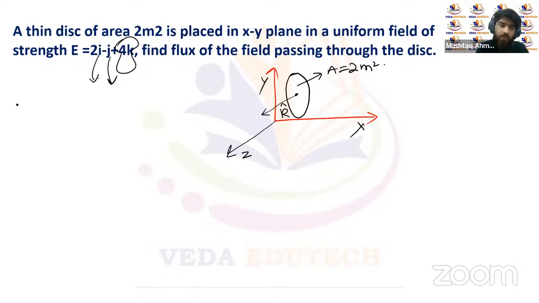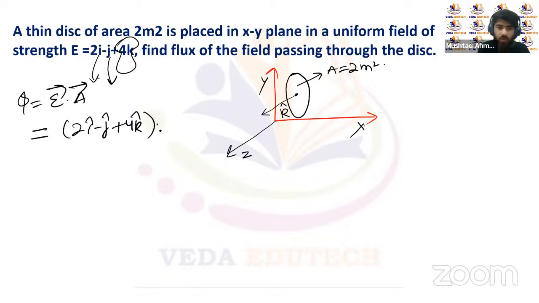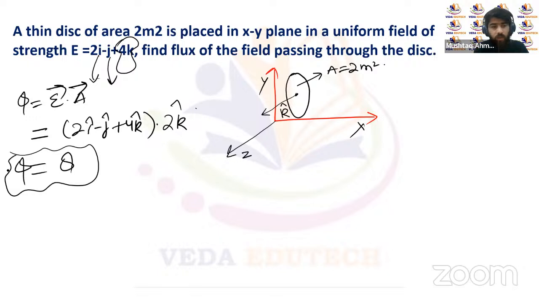We know that the net flux because of a uniform field is E dot A vector. So E is 2 i cap minus j cap plus 4 k cap, dotted with the area of this disk, which is 2 along the direction of k cap. So the net flux through it will be 8. 8 will be the net flux passing through this disk. The unit of this flux will be volt meter, which is the SI unit of flux.